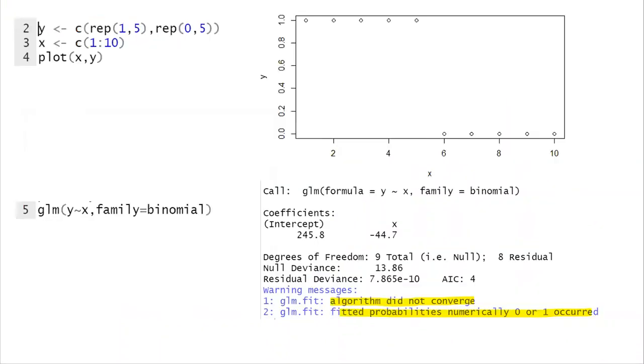Let's illustrate that with a simulation. So I've created 10 observations for y of 1s and 0s. For the first 5 observations, I'm using the rep function to repeat the value 1 five times, and repeat the value 0 five times. So it's going to give me a one-dimensional array of 5 1s followed by 5 zeros. And then I'm going to have x as a sequence from 1 to 10, and then I'm going to plot it, and that's what you can see on this panel here.